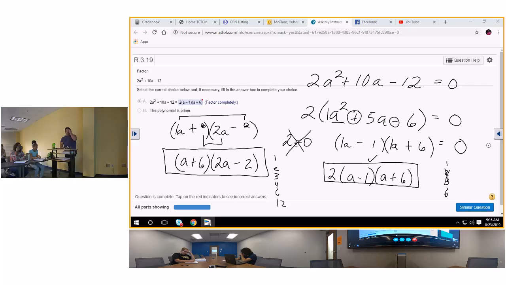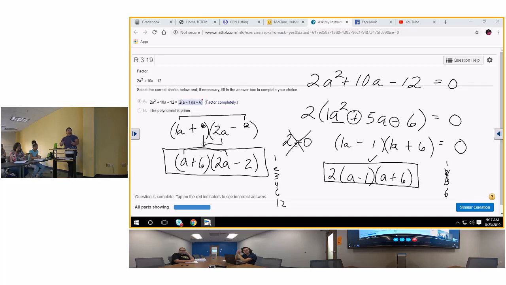Now, if you need some brushing up on the reverse FOIL, then you need to do that problem again, hit a similar question, and don't factor out the 2 and do it by the reverse FOIL. How do you check it? Well, what's a times 2a? 2a squared. What's negative 2 plus 12? 10a. And what's 6 times negative 2? 12.